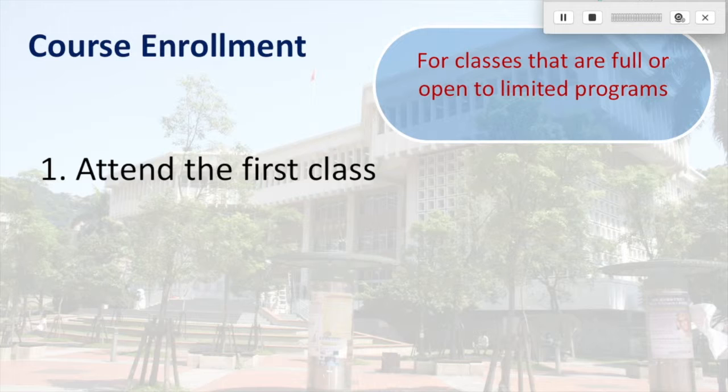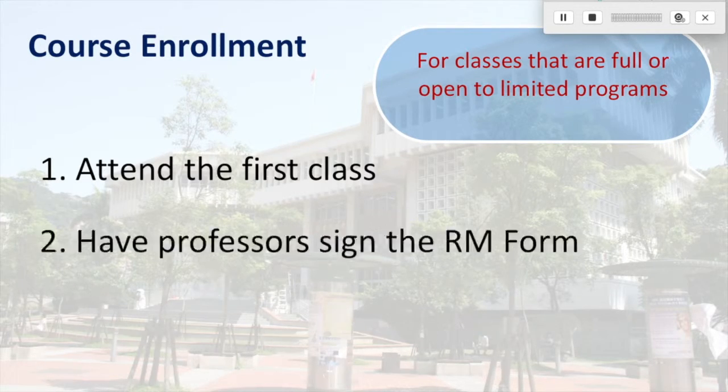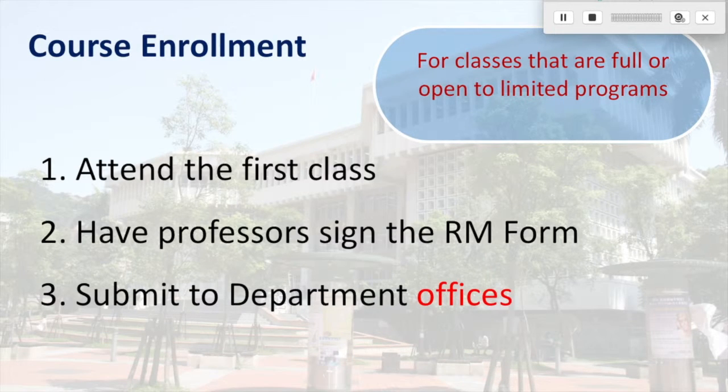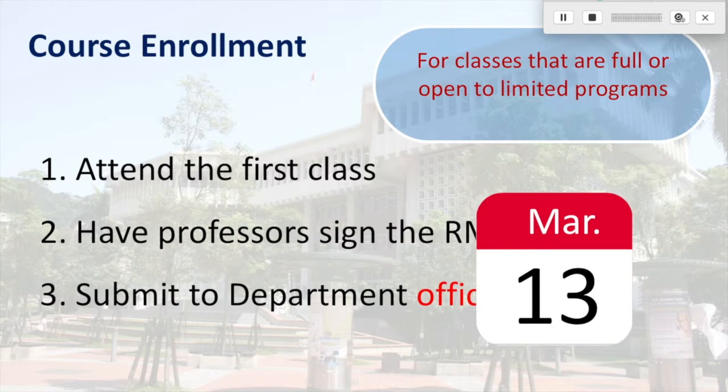So, can exchange students take the classes if they are full or with restrictions? Yes, if you want to take these classes, attend the first class with the RM form and get it signed by the professors. Then submit it to the respective department office and they will add the course for you. RM form, what's that? The RM form is the registration form and it is enclosed in your package. The RM form needs to be submitted before March 13th.